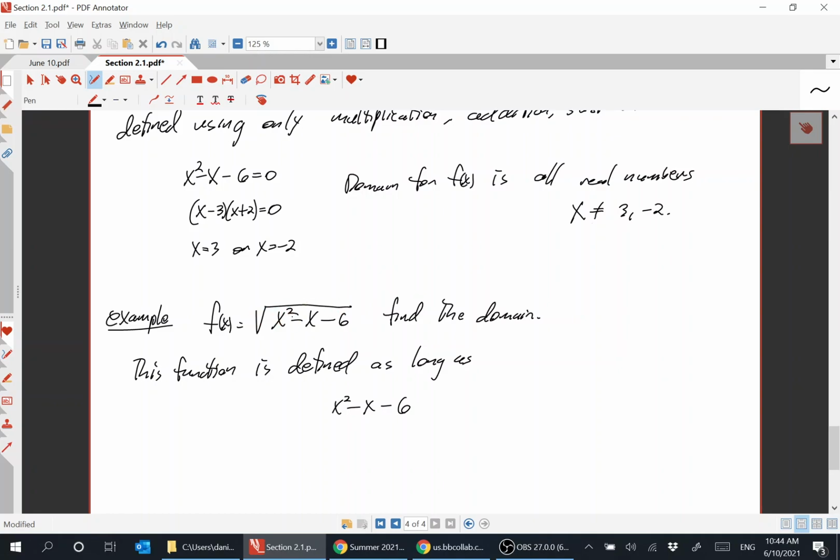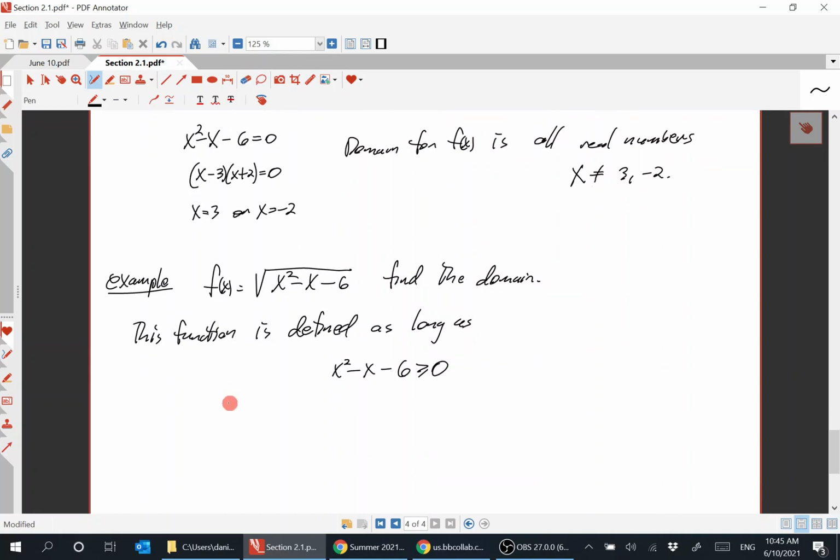Again, with square roots, you just don't want to take the square root of a negative number. You can take the square root of 0, though. So as long as it's positive? Like that? Or is there one other thing that we can say? Or equal to. Right, exactly. It's greater than or equal to 0. So this is x minus 3 times x plus 2, bigger than or equal to 0.